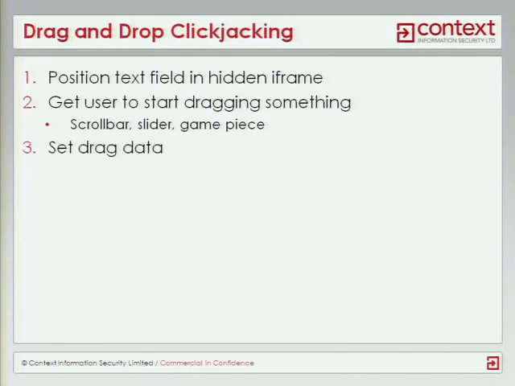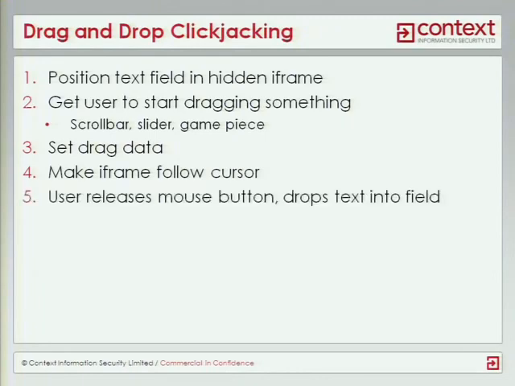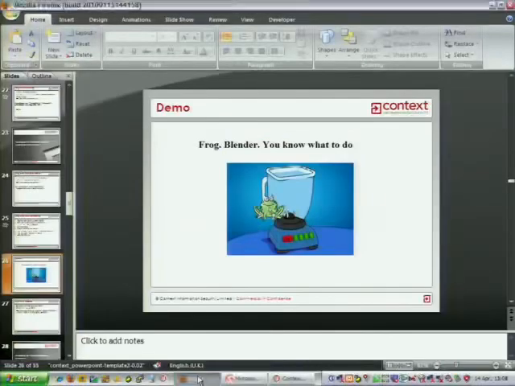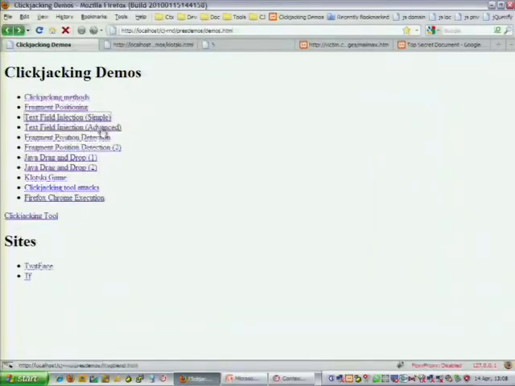Now, when the user starts to drag the particular element, we set some data with it. So this is the data the attacker wants to inject into the other side. Now, as they're starting to drag, the iframe will follow the mouse cursor. And then when the user releases the mouse button, the text will be entered into that field inside the iframe. Then we need another click to submit the form and the attack's complete. So I'm just going to show you this demo here, just to show you how that works.